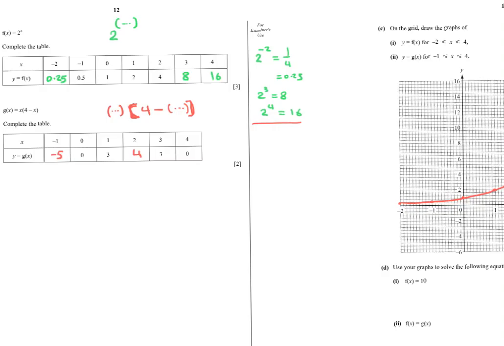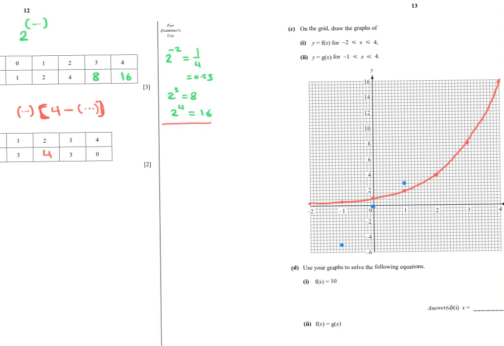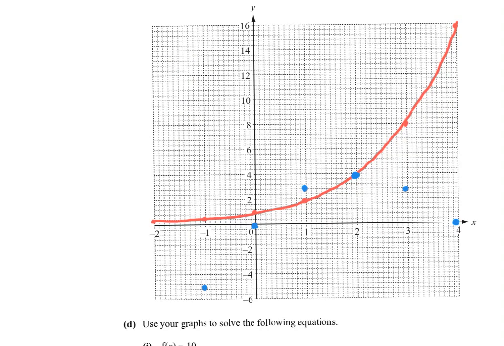Now for g, the first point, negative 1, negative 5. Then 0, 0, then 1, 3, then 2, 4, then 3, 3, then 4, 0. Let me join the points with a smooth curve.